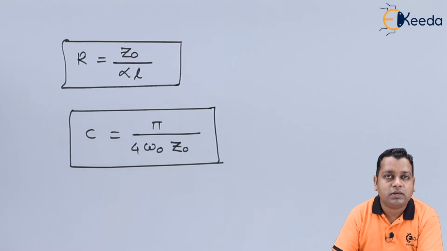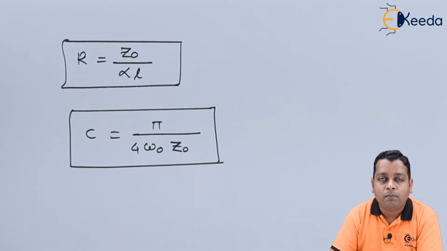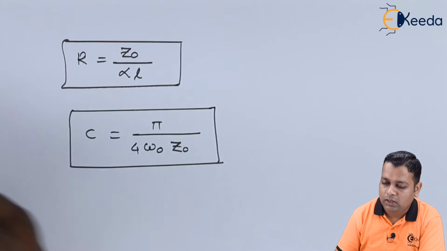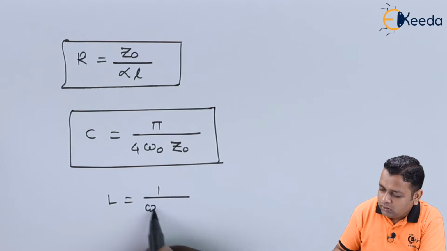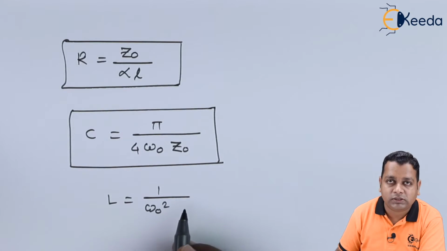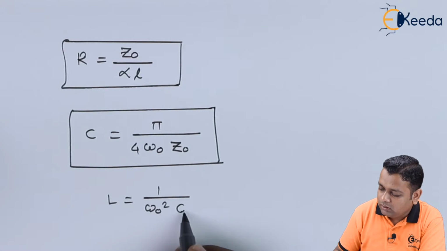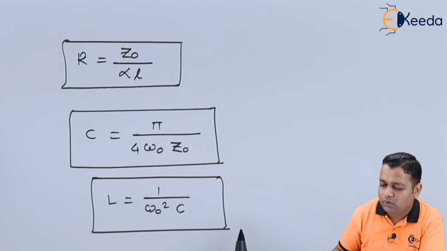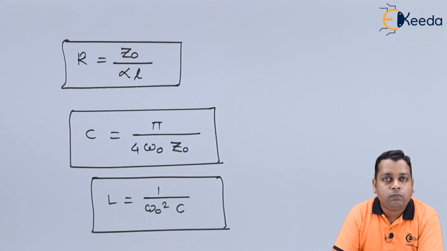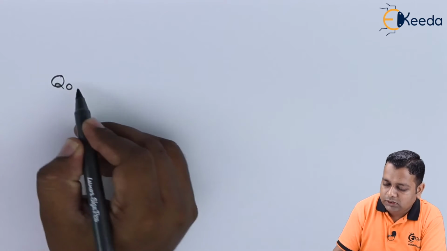Whereas the component that is responsible for the storage of magnetic energy at the resonance condition is the inductance L, equal to 1 upon the square of the resonance frequency omega 0 into the capacitance C here. So let us outline all these three components that are the parts of the equivalent circuitry. At the last, we express the unloaded quality factor, that is Q0.